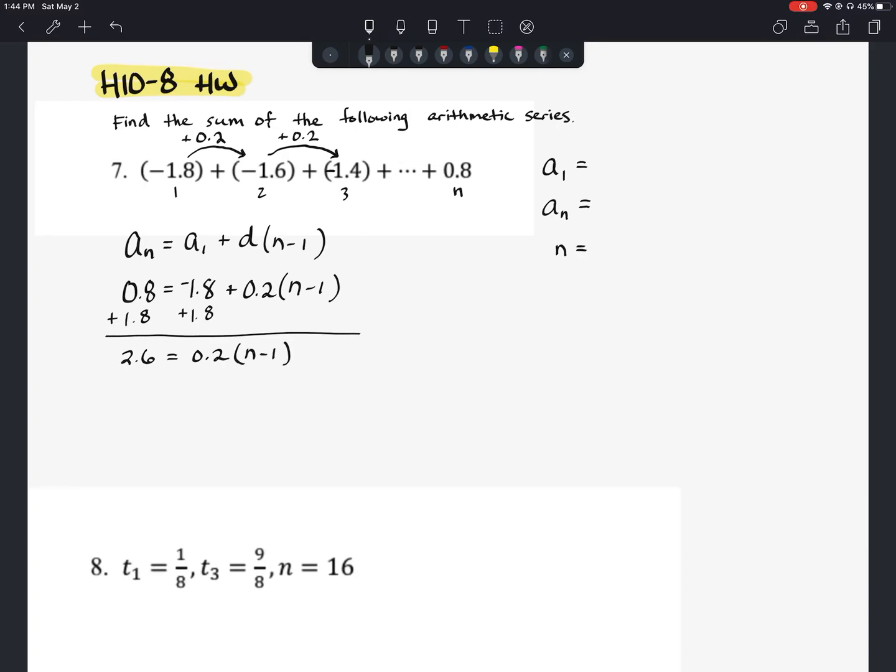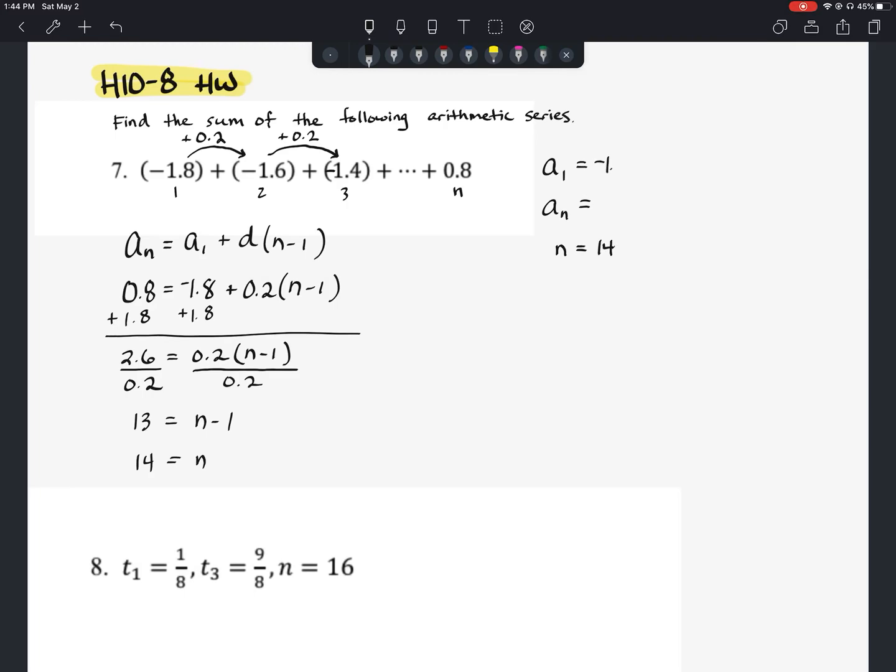And you can distribute the 0.2 through if you want, but this is another way of doing it. I'm going to divide each side by 0.2. And that 0.2 goes into 2.6 13 times. So now 13 is equal to n minus 1, so n has to equal 14. There's 14 terms in this series. So we know that there's 14 terms.